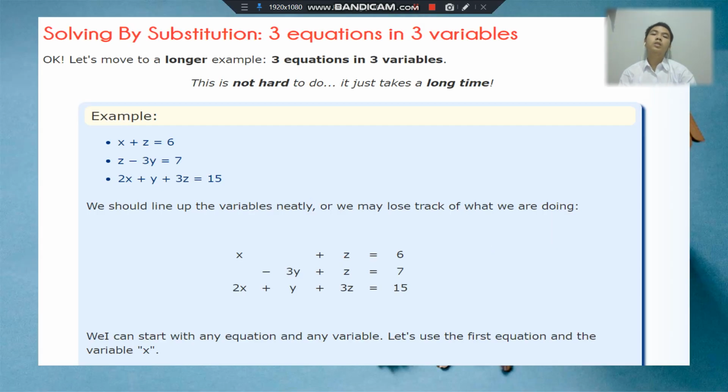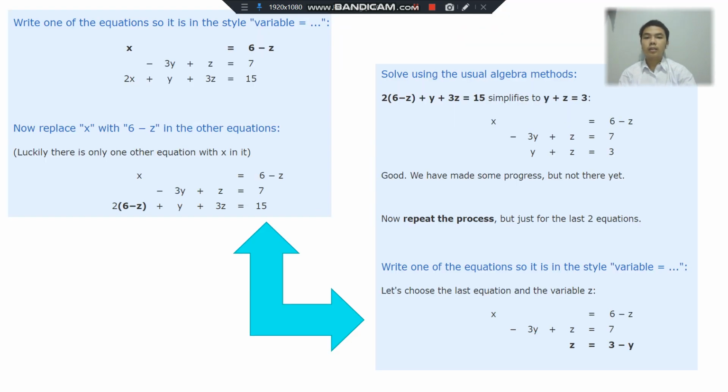Solving by substitution with three equations in three variables. That's the example: x plus z equals 6, z minus 3y equals 7, 2x plus y plus 3z equals 15. We should line up the variables neatly or we may lose track of what we are doing. Let's use the first equation and the variable x.